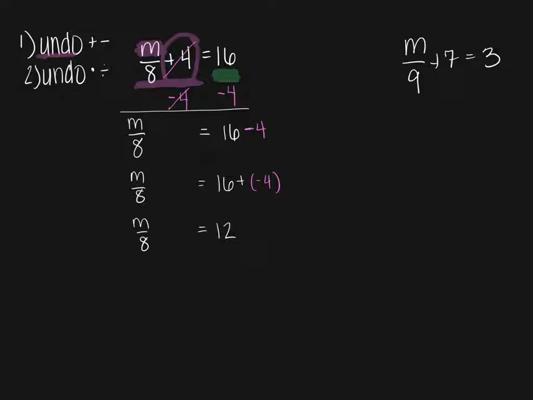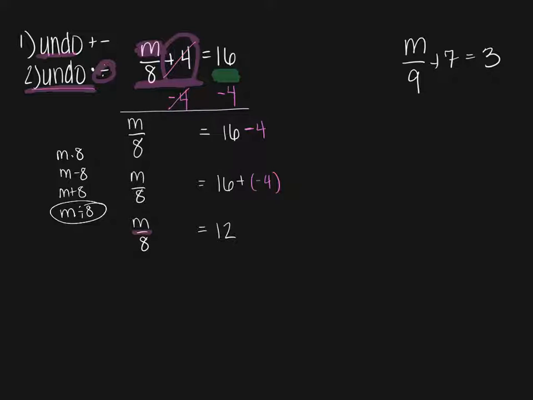Okay, m over 8, m eighths. This is the same as what? Addition, subtraction, multiplication, or division? Is it m times 8, m minus 8, m plus 8, or m divided by 8? Hopefully you recognize this is m divided by 8. It's division. I'm on step 2 now. So I need to undo division. Well, what is the opposite of division? Multiplication. Okay, so I need to multiply both sides.